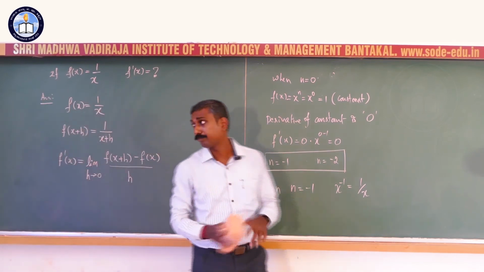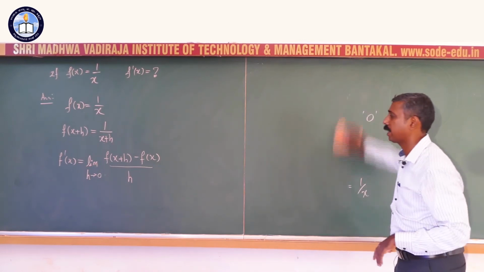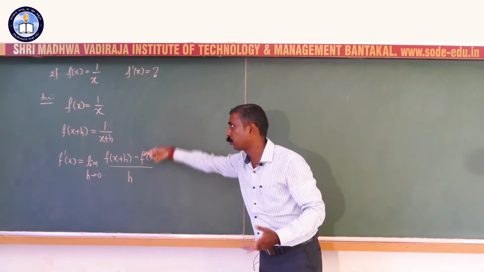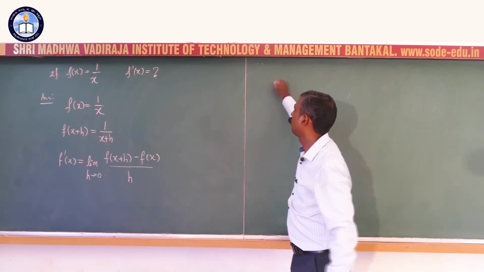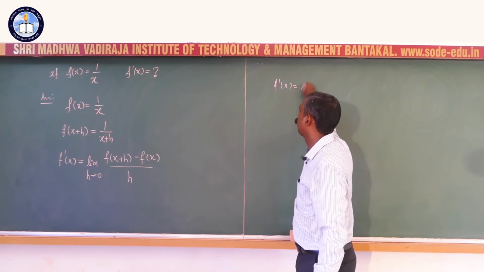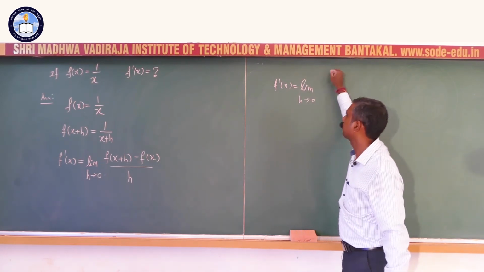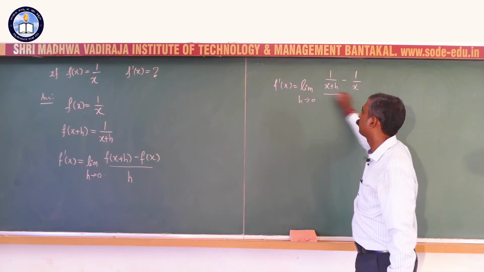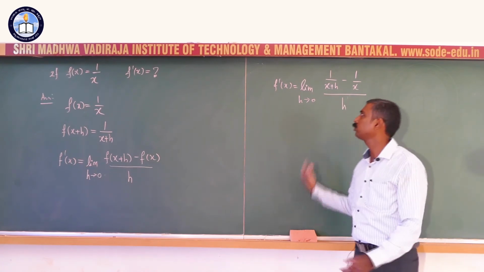Let us apply the expressions of f of x plus h and f of x in that. So, f dash of x will equal to limit h tending to 0 of 1 divided by x plus h minus 1 divided by x, whole divided by h. How to simplify this?